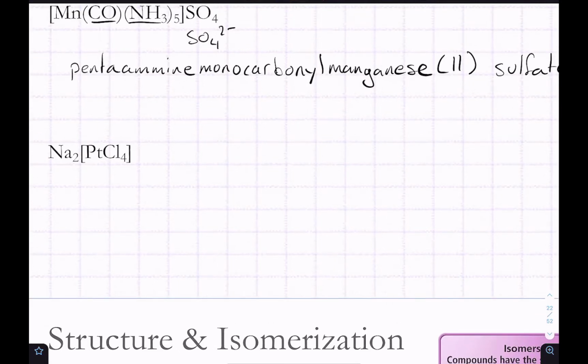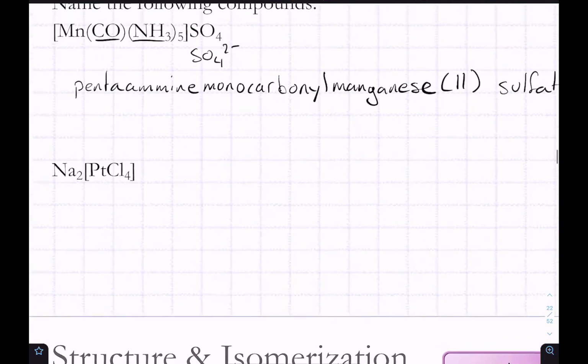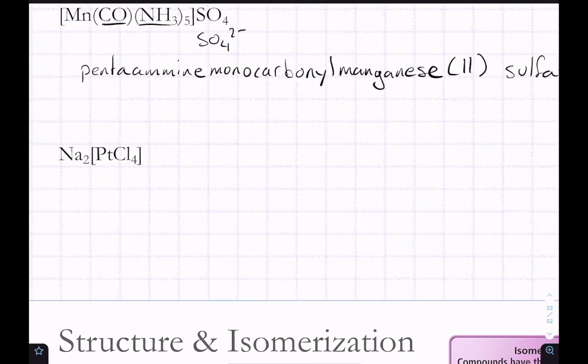All right, so next one's a little bit easier, a little bit simpler. What are our ligands? Chloride is the ligand. Yeah, platinum is here the cation. So we've got 4 chlorine ions, and this is going to be, because we have the sodium out front, and then there's a space. It's going to be tetrachloro.